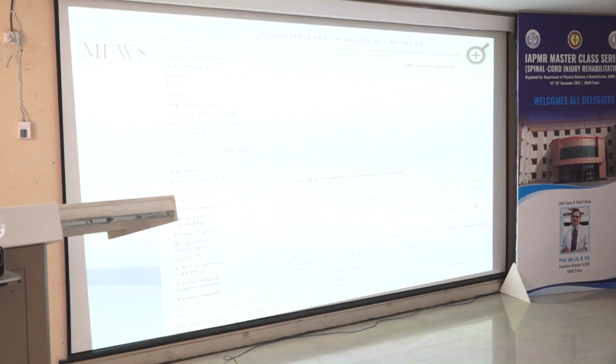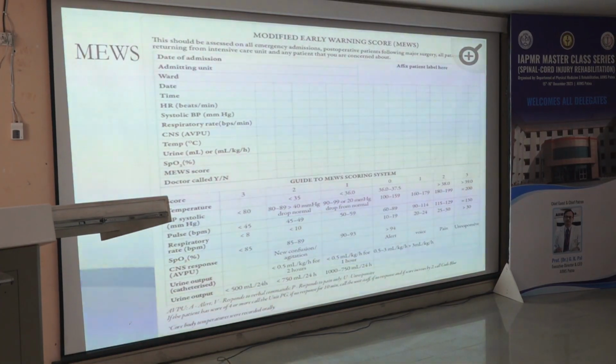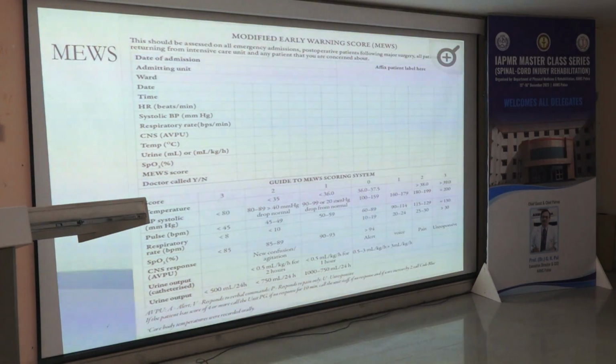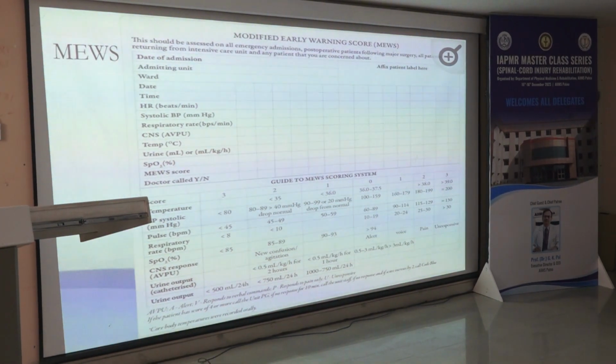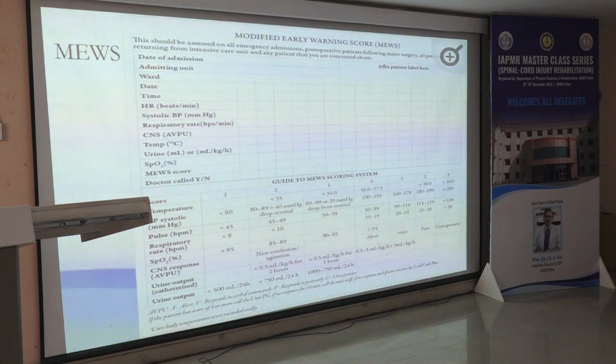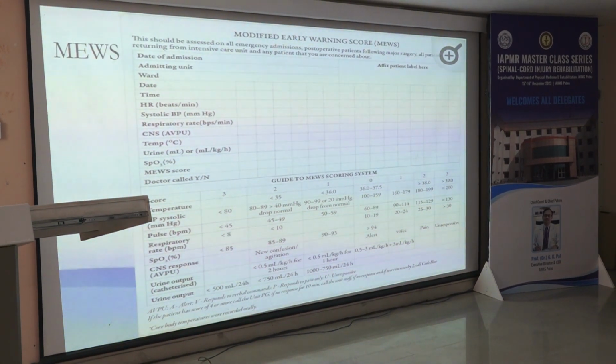When the score is 0 to 1, then we can just monitor the patient. When the score is 2 to 4, then the patient should be closely monitored under the specialist team, and that evaluation of the MEWS score should be done every 2 to 8 hours. When it is more than 5, then the chances of death or critically ill situation will be very, very high.